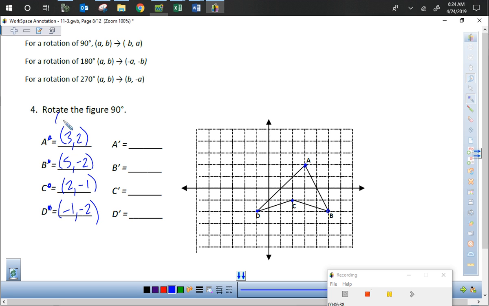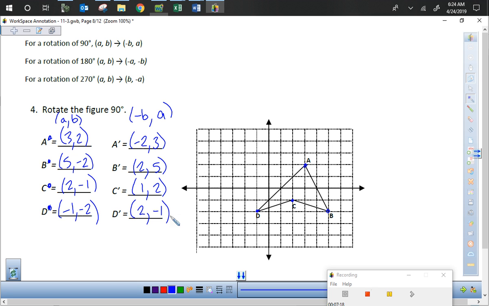Okay, so these are our originals, A, B, and then the 90 degrees is going to be the opposite of the second thing, and keep the first thing. So the opposite of the second piece in our ordered pair here would be negative 2, and A is just 3. On the next one, the opposite of negative 2 would actually be positive 2, but then the 5 stays. Next one, the opposite of negative 1 is 1, keep the 2, and then the opposite of negative 2 is 2, keep the negative 1. Alright?